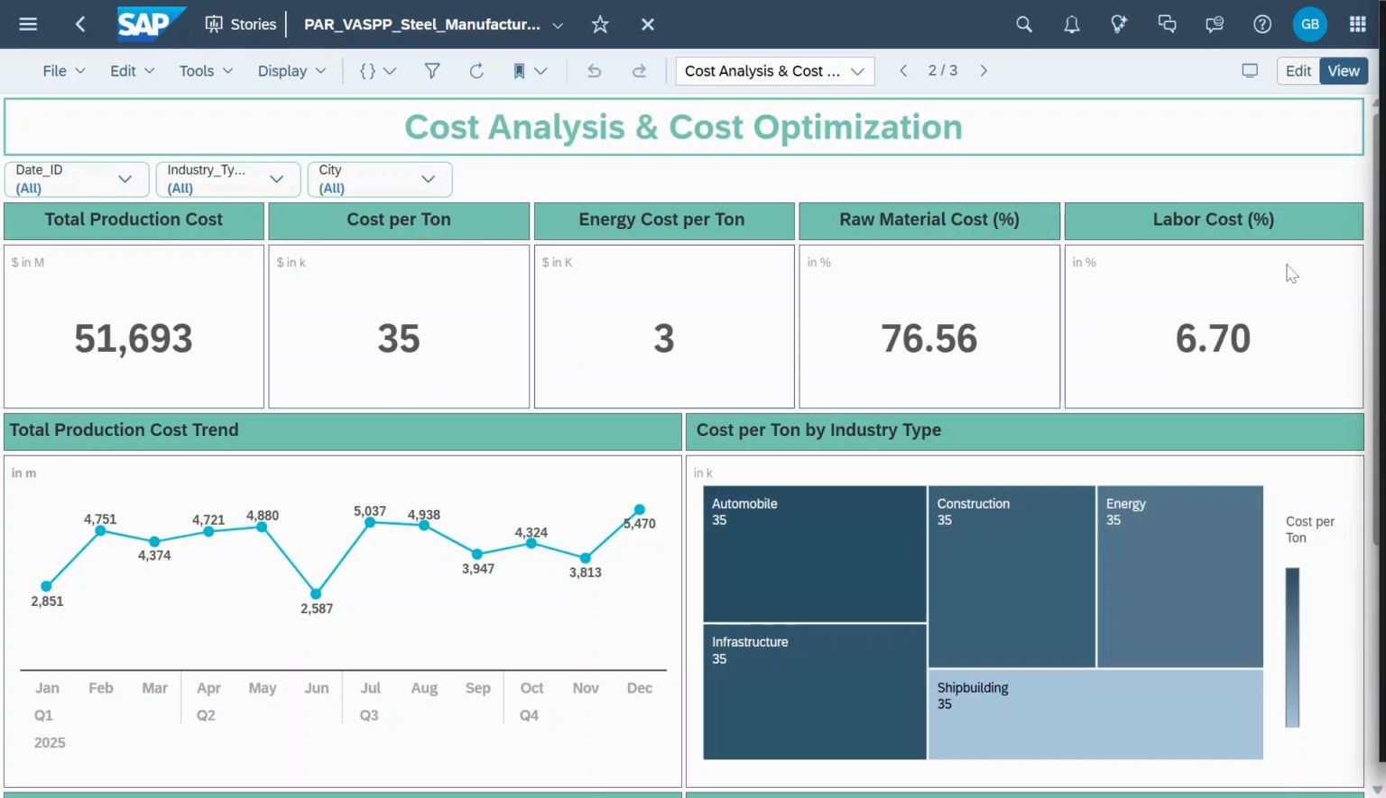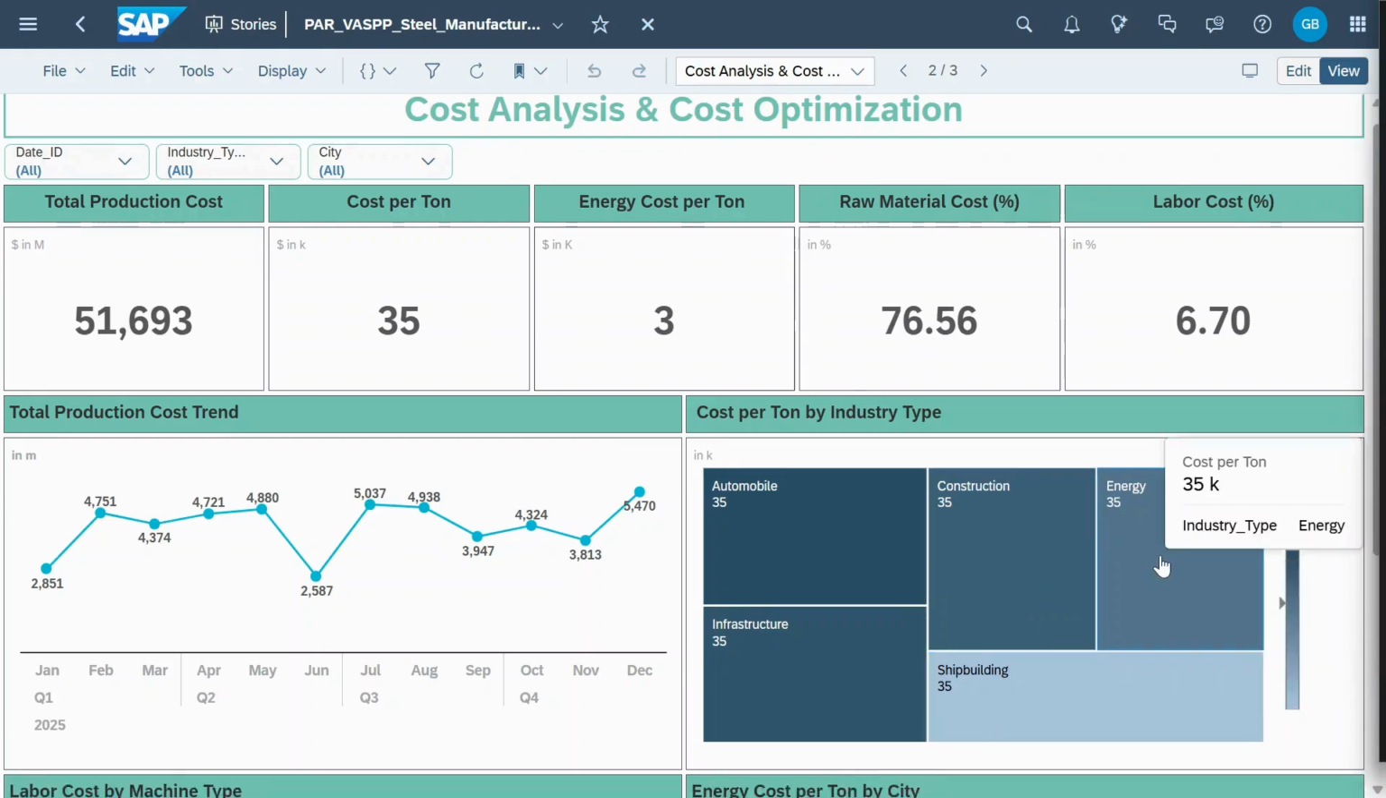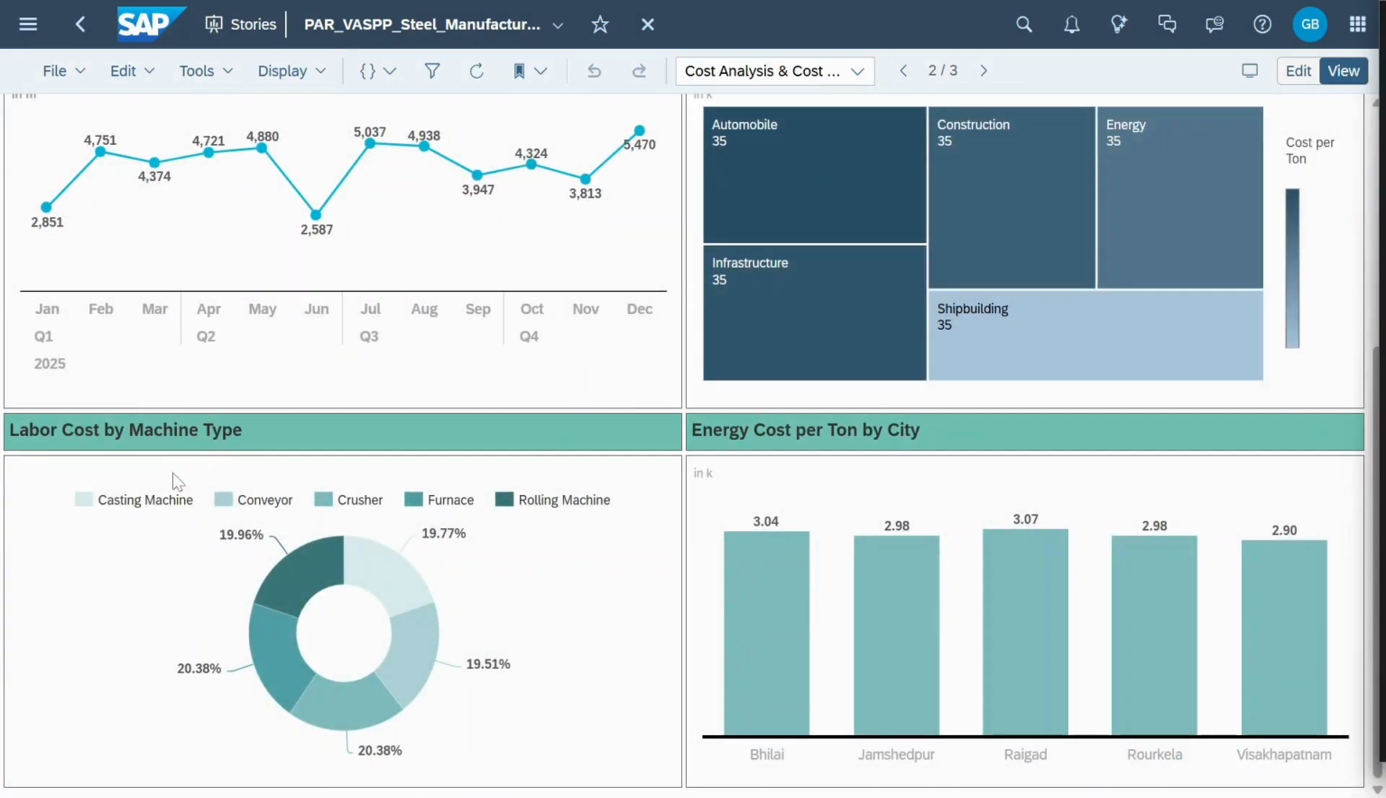Now, let's look at the detailed visualizations. The total production cost trend chart tracks overall cost movement over time, helping teams spot cost spikes as they happen. Next, the cost per ton by industry type chart compares unit cost across industry segments, supporting benchmarking and pricing decisions. The labor cost by machine type chart highlights which equipment categories, whether it is casting machines, conveyors, crushers, furnaces, or rolling machines, carry the highest labor cost, supporting workforce and automation planning. Finally, the energy cost per ton chart compares energy efficiency by city across various plant locations, helping teams identify where energy costs can be optimized.